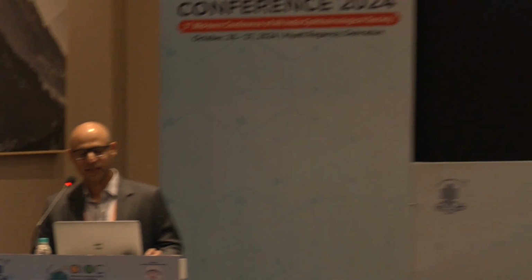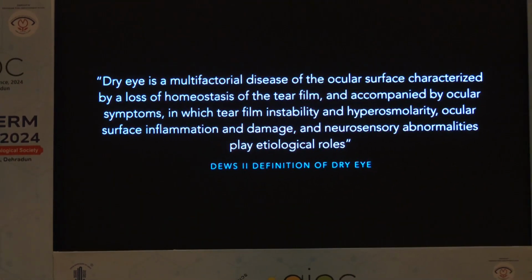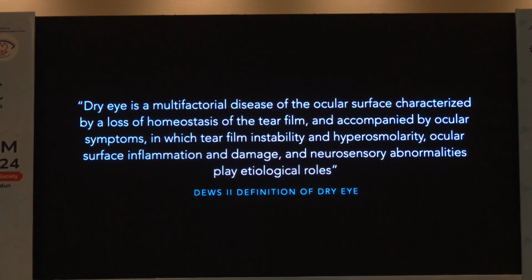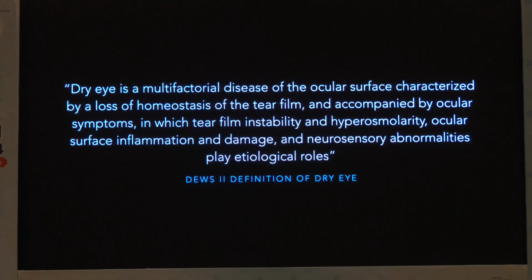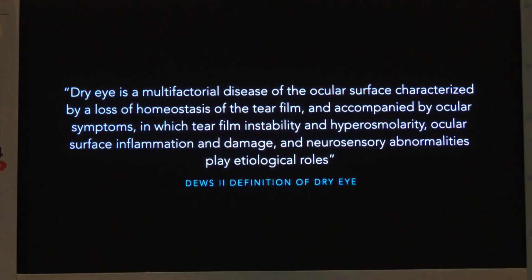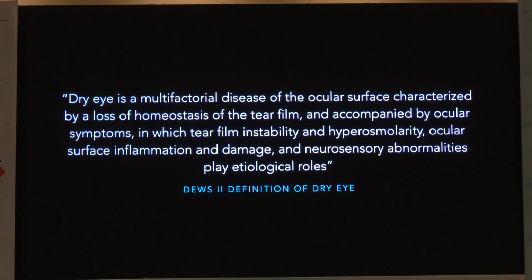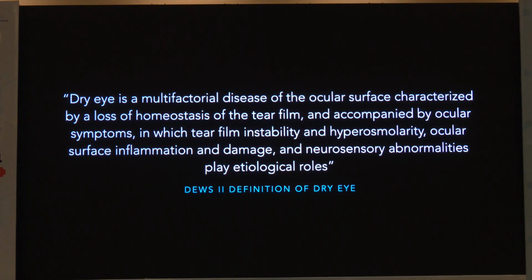So my topic is approach to dry eye, and it's a very big topic, so I'll just try and quickly run through the key points, and we can always have questions later. As we all know from the DEWS II definition of dry eye, it's a multifactorial disease of the ocular surface characterized by a loss of homeostasis of the tear film and accompanied by ocular symptoms, in which tear film instability, hyperosmolarity, ocular surface inflammation and damage, and neurosensory abnormalities play etiological roles.